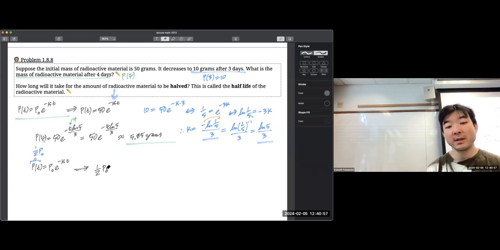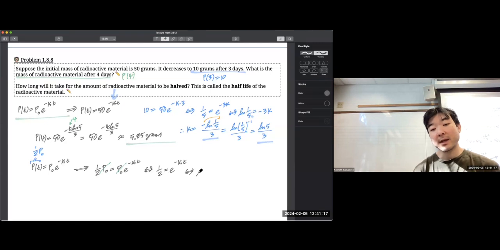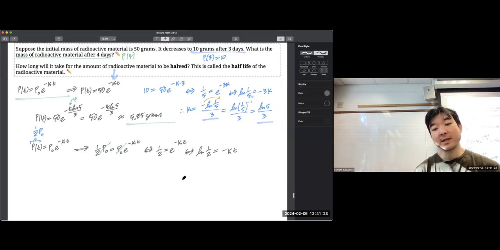So then you'll end up getting this. And your P naughts will cancel because you can just divide both sides by it. And you're left with one half is equal to e to the negative kt. And then you just solve for the t. So you're trying to find the time that this happens, to get ln of one half is equal to negative kt. And then your t is equal to ln of one half, over negative k, because you're having a negative here.